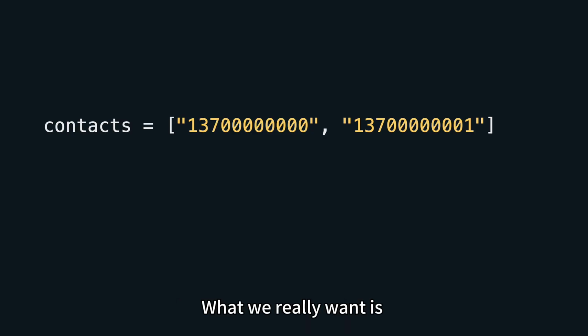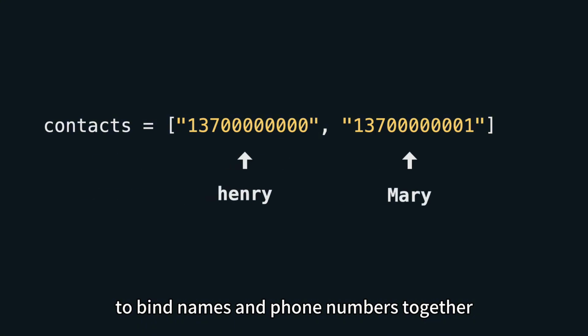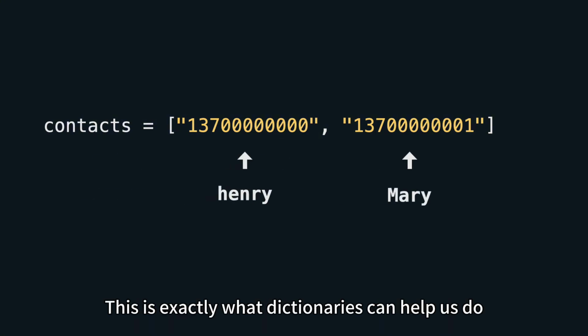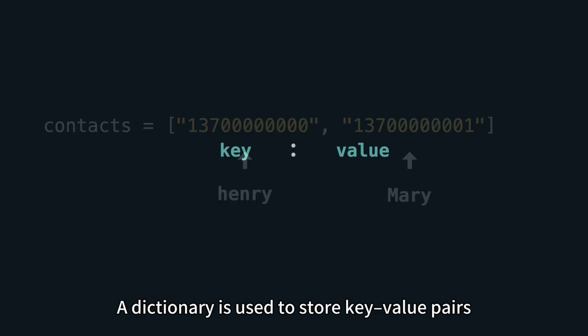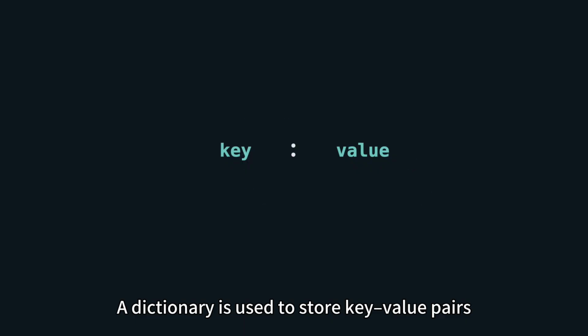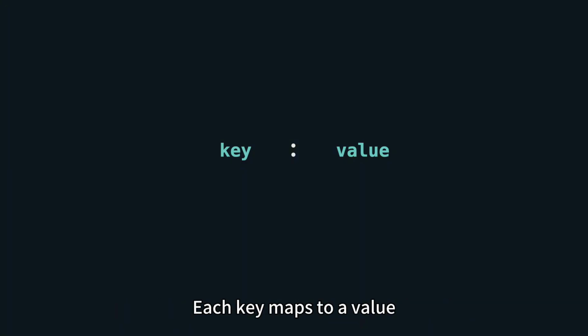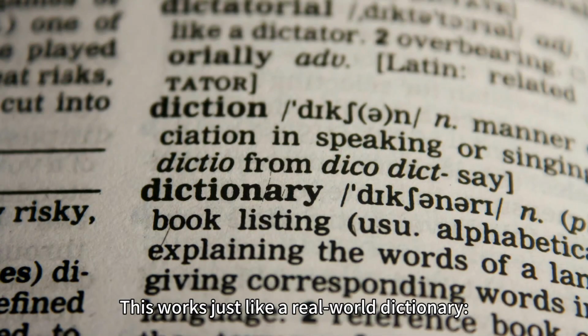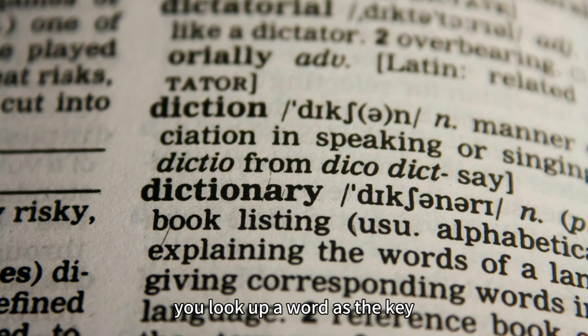What we really want is to bind names and phone numbers together. This is exactly what dictionaries can help us do. A dictionary is used to store key-value pairs. The key is called a key, and the corresponding data is called a value. Each key maps to a value, and we use the key to look up that value. This works just like a real-world dictionary. You look up a word as the key and get its definition as the value.